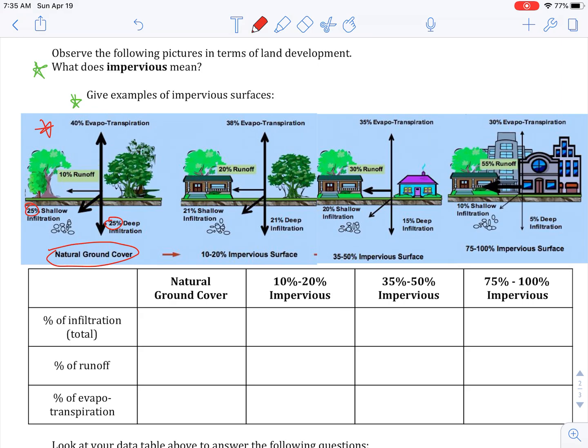Well, in this case, if we take a look at a natural ground cover environment, that 50% infiltration, a lot of that goes back up into the vegetation, where that vegetation can then do evapotranspiration. Okay, so it's kind of staying all in the same area. Only 10% is running off and going somewhere else. Okay. However, as we move over to the right-hand side of this diagram, ultimately ending at a 75 to 100% impervious surface. Remember, impervious means does not let through.